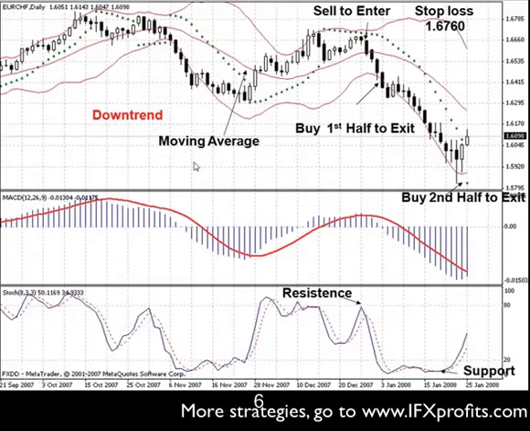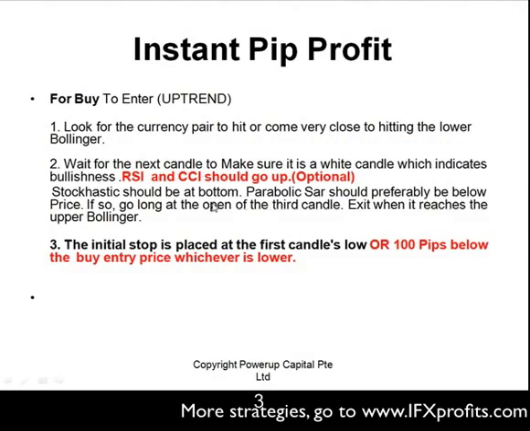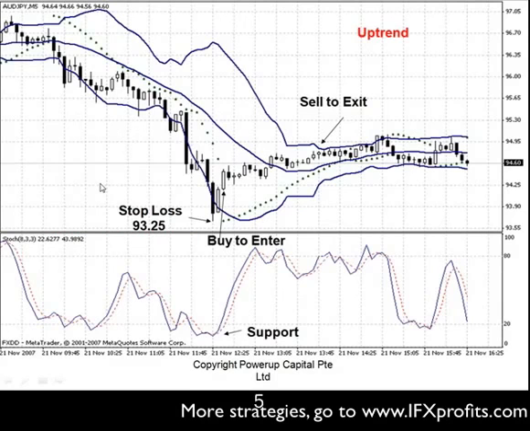So you can see over here, this line below is the lower Bollinger Band and this line above is the upper Bollinger Band. You want to see the currency hitting the lower Bollinger Band, which is this black candle. Next, you wait for the next candle to make sure it is a white candle, which indicates bullishness. So you see over here, this is the second candle, which is the next candle, and you want to see this white, which indicates that from here the currency is going to go up.